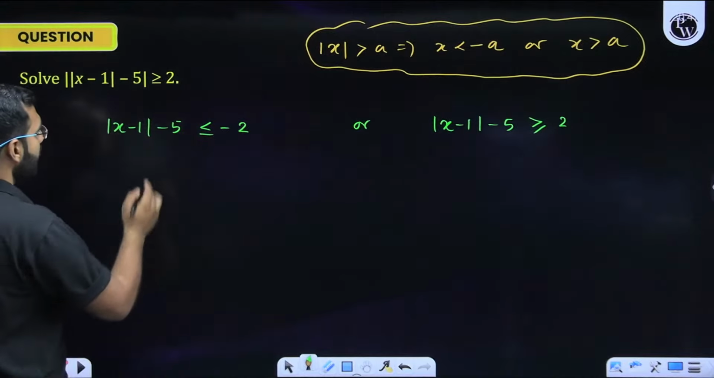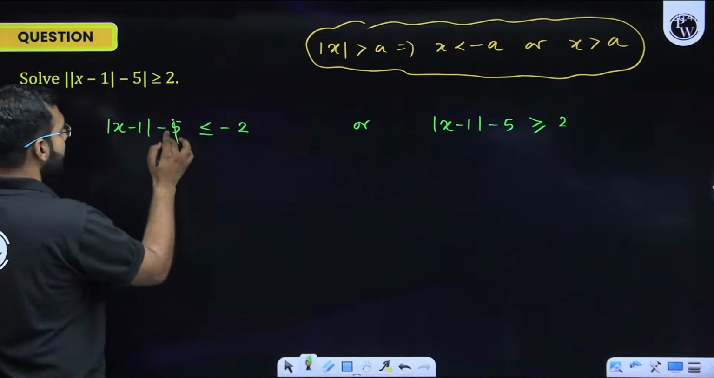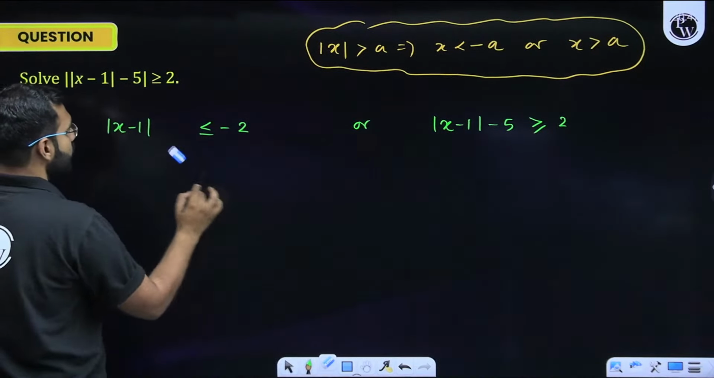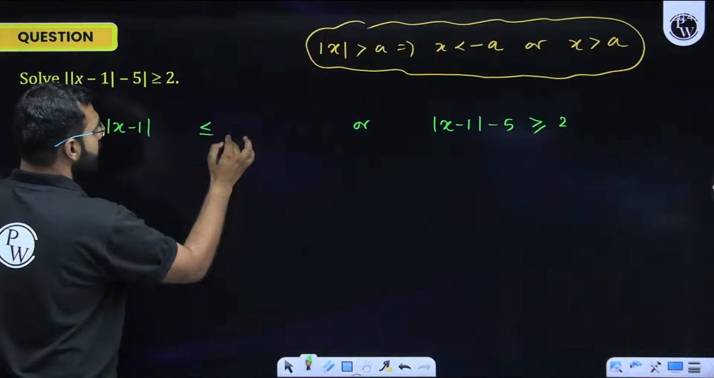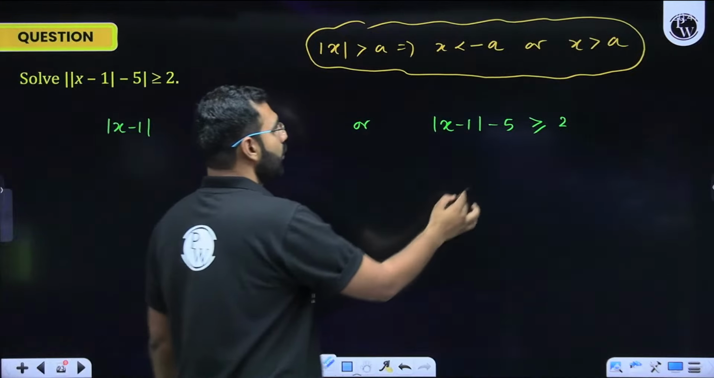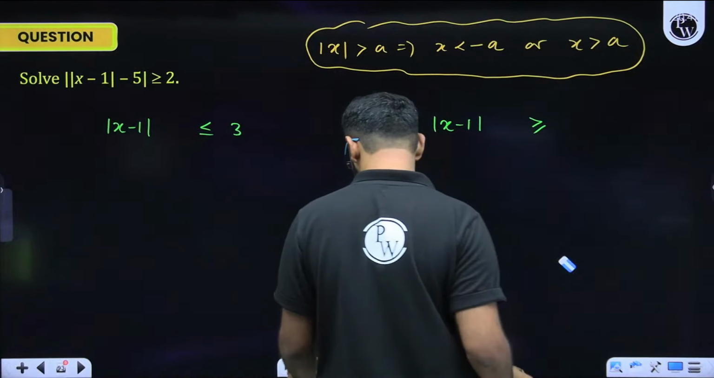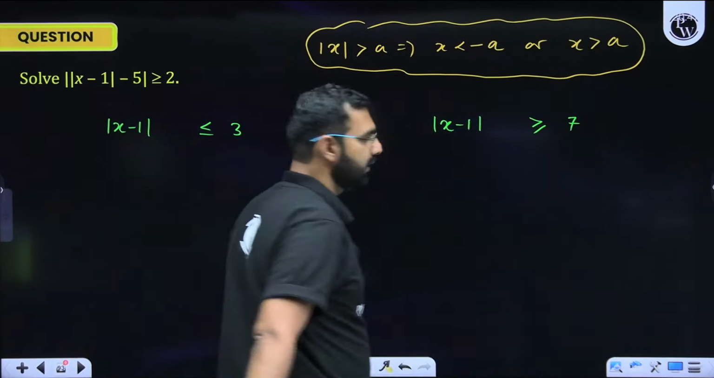Now from here, if I push this minus 5 to the other side, minus 5 when added to this minus 2 makes it what? Plus 3. So it becomes plus 3. Similarly here, when minus 5 goes to the other side, it makes it plus 7. Everybody with me on this?